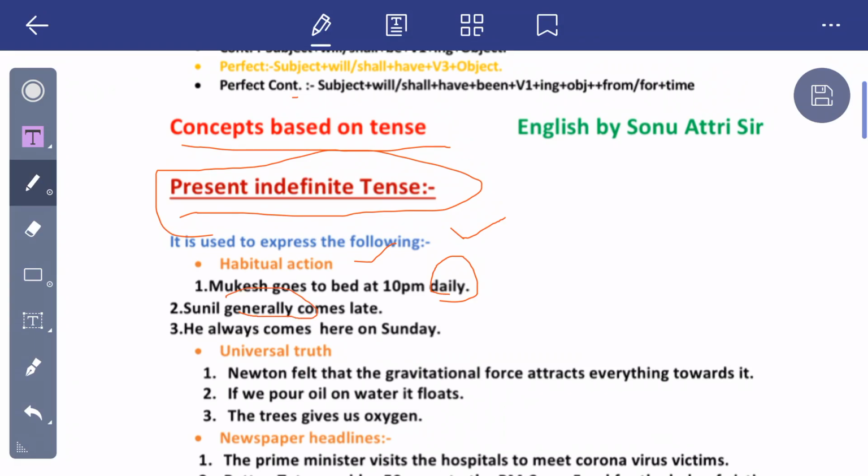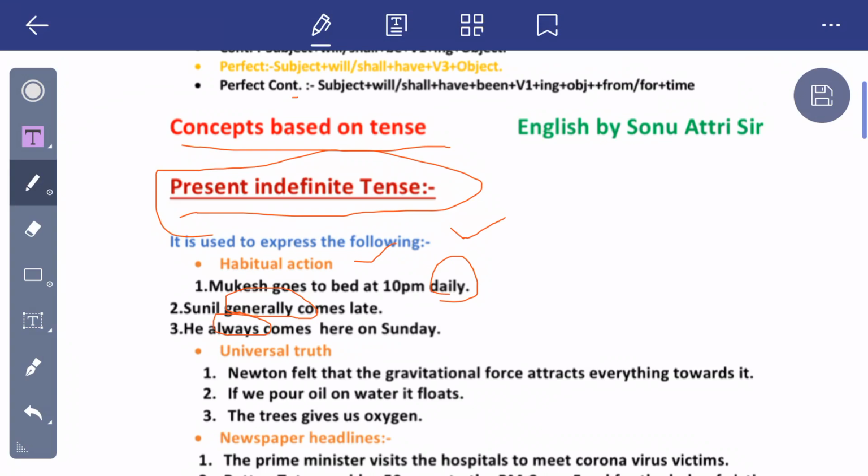In the second sentence, we are given "generally", which tells us the regularity of the action. And in the third sentence, we are given "always". So what are these? In reality, all of these are adverbs of time. And in the same sense, we use adverbs of time, which tell us the timing of an action taking place.